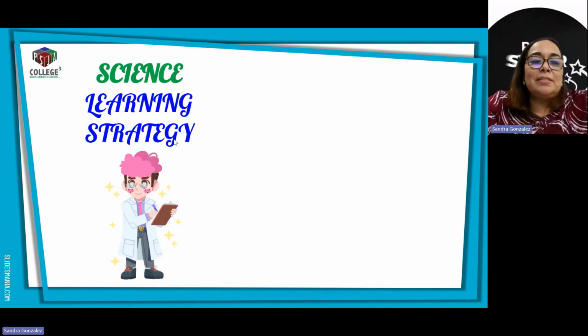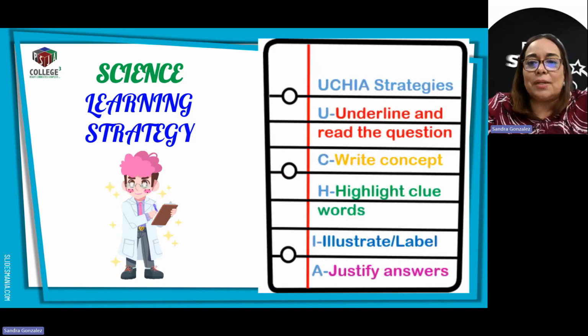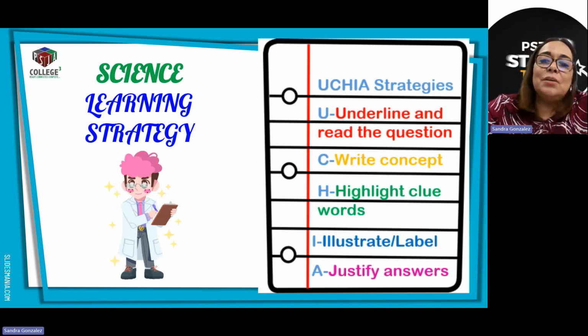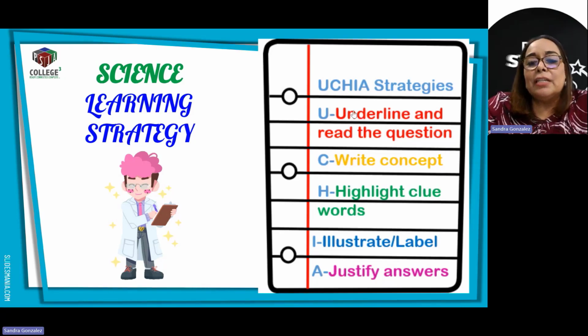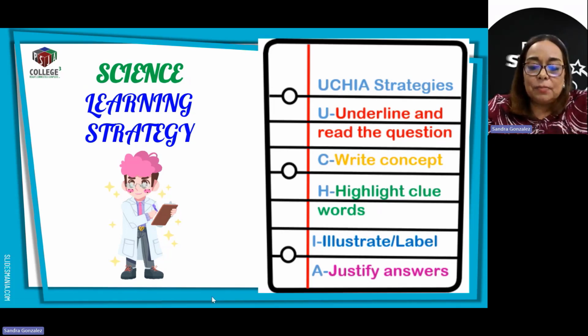So today we are presenting to you our science learning strategy that I know most of you are familiar with and are using in your classrooms. It's our UCHIA strategy. You know it as U for underline and read the question, C, write the concept, H, highlight the clue words, I, your illustrations and labeling, and then A, justifying your answers.